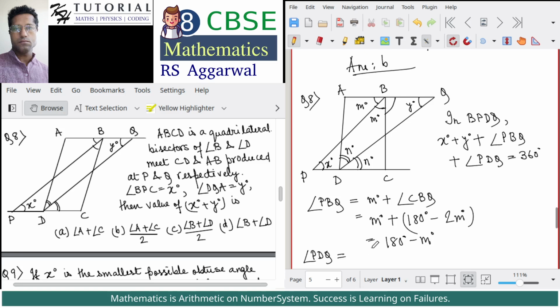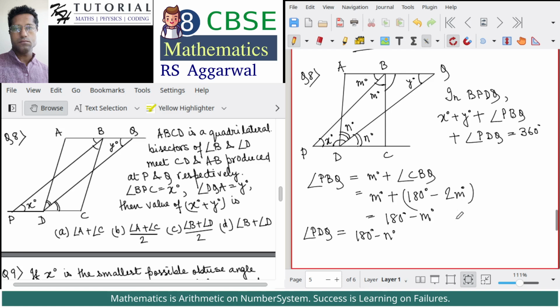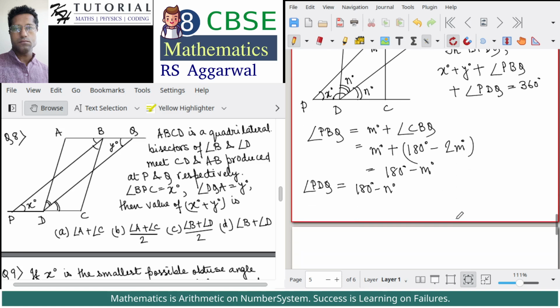Angle PDQ will be similarly equal to 180 degree minus n degree. So this angle is PDQ. Obviously, it will be 180 degree minus n degree. Okay, so we have this.